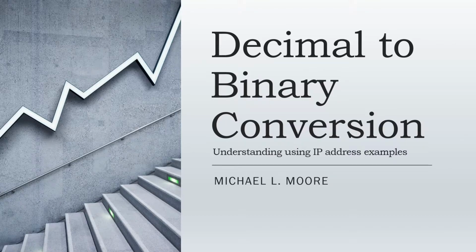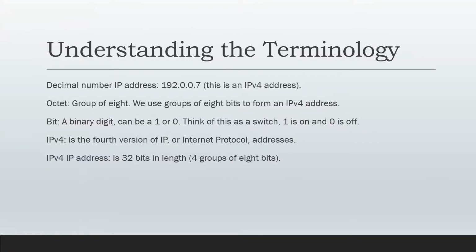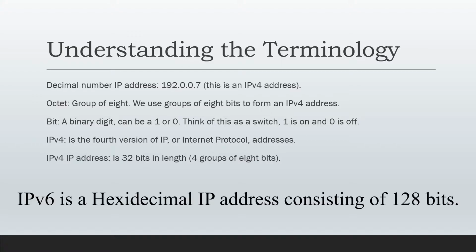Decimal to binary conversion, understanding using IP address examples. Okay, understanding the terminology. This may seem like a lot to start with, but we'll go through and make sense of all of this as we go. It's just kind of a primer. Decimal number IP address, such as 192.0.0.7. This is an IPv4 address. This is probably the IP address most people are used to seeing versus the IPv6.